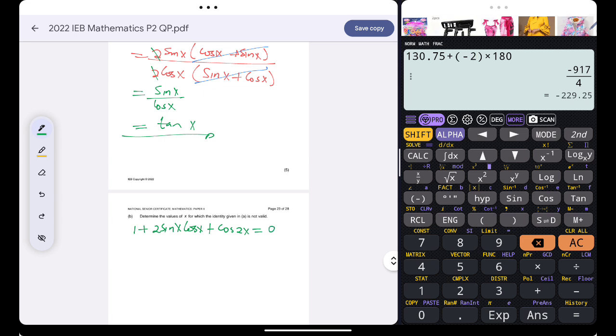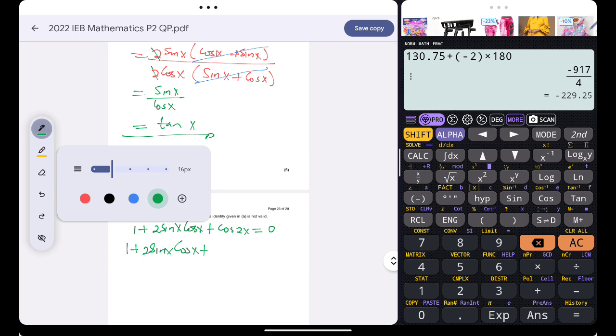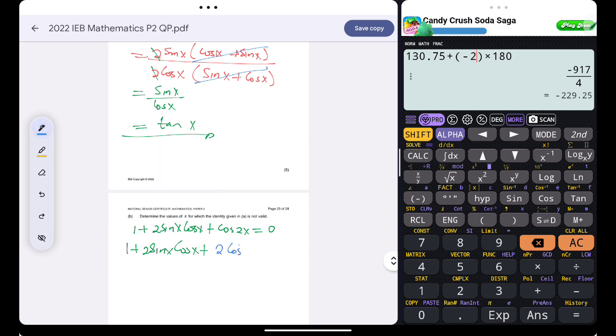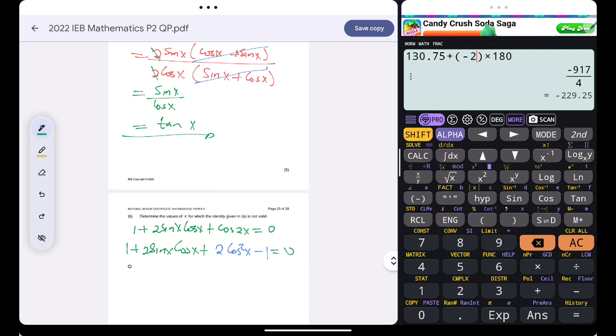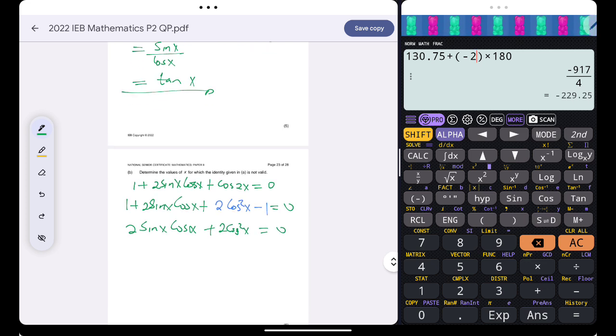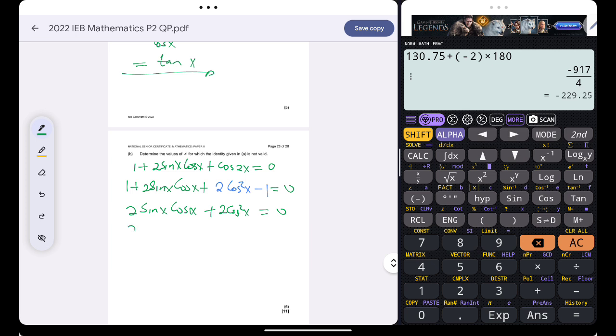I must just find the general solution here, guys. So I'll still have 1 2 sine x cos x plus this will be written as 2 cos squared x minus 1. Why? So that the ones will subtract one another. I'm left with 2 sine x cos x plus 2 cos squared x, right? Can take out a common factor, which is 2 cos x, and then I'll be left with sine x plus cos x is equal to 0.